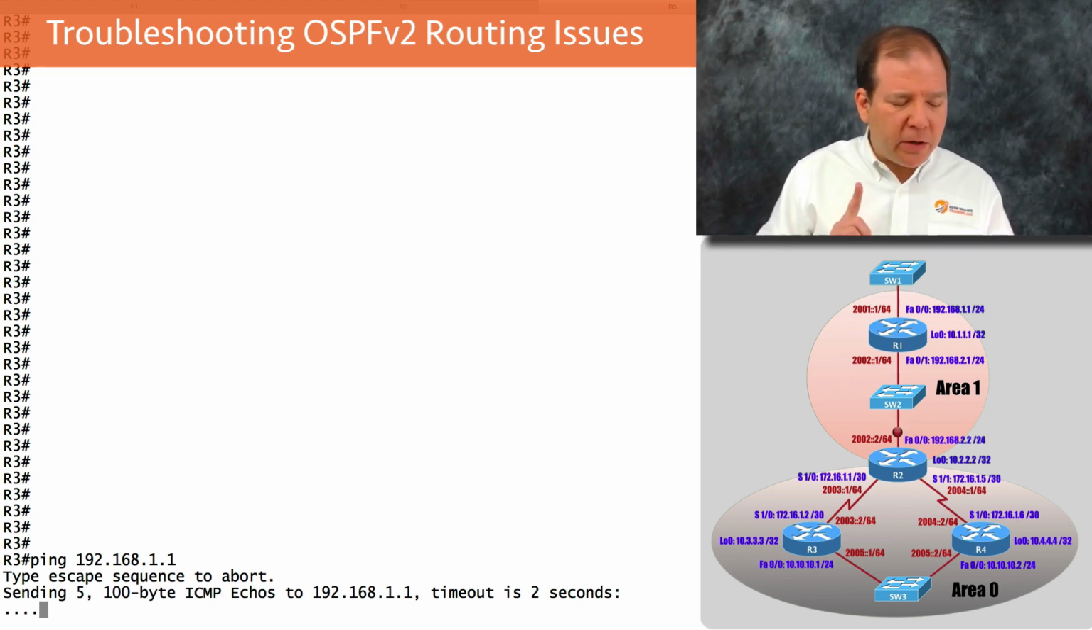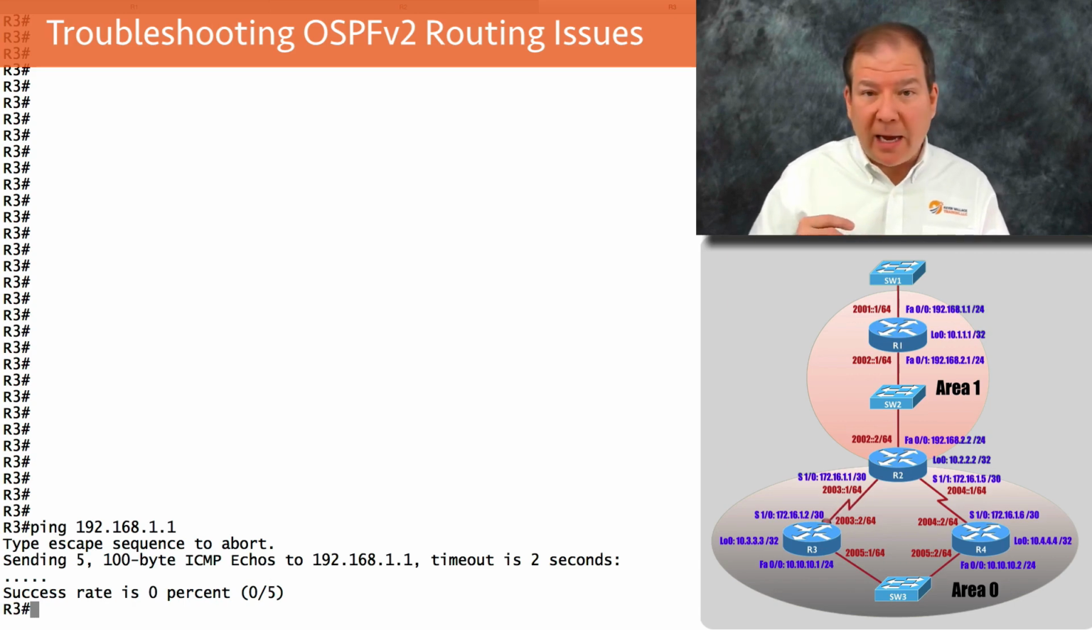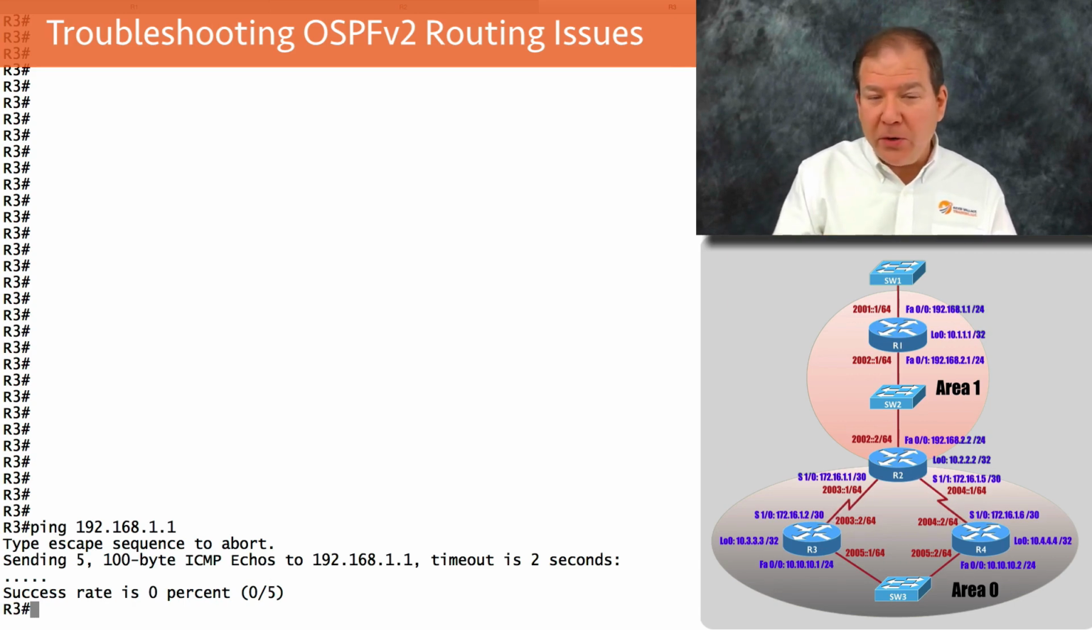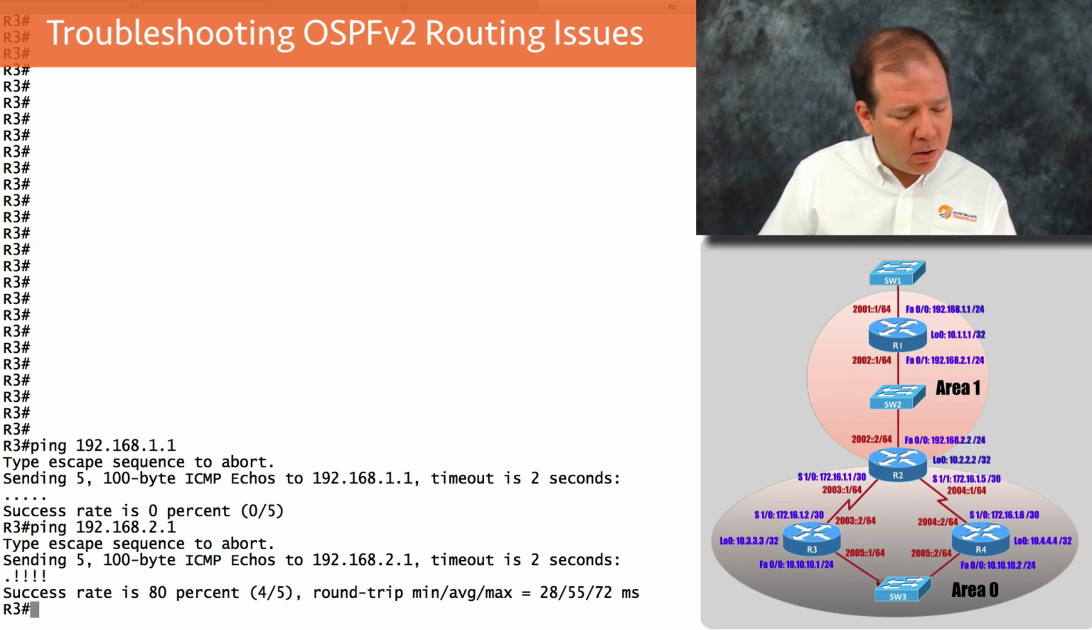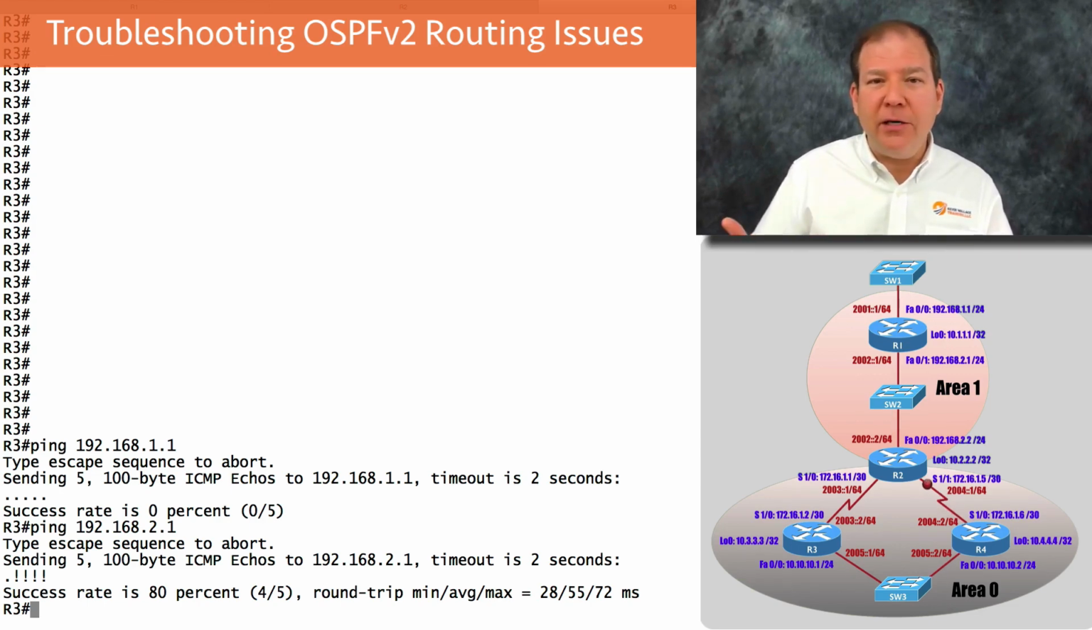Now, what's particularly curious about this is I do seem to have a path to R1. I can get to its other interface. Let's confirm that. Let's do a ping to 192.168.2.1. This is the FastEthernet 0/1 interface on router R1. Looks like we had an ARP timeout, but you can see that I do indeed have connectivity to router R1. So what's going on here? I've got OSPF configured on all of my routers. I thought that I told OSPF to make all of my interfaces participate in the OSPF routing process.